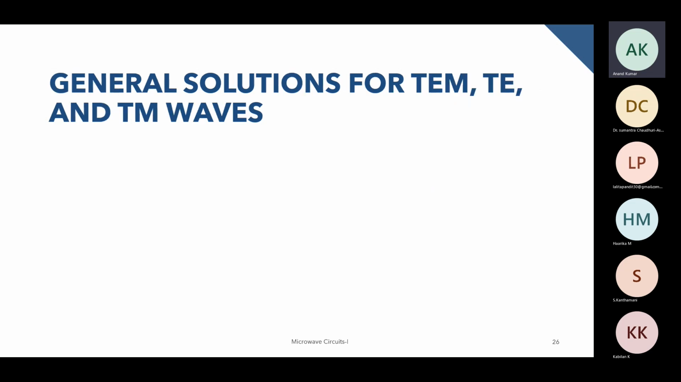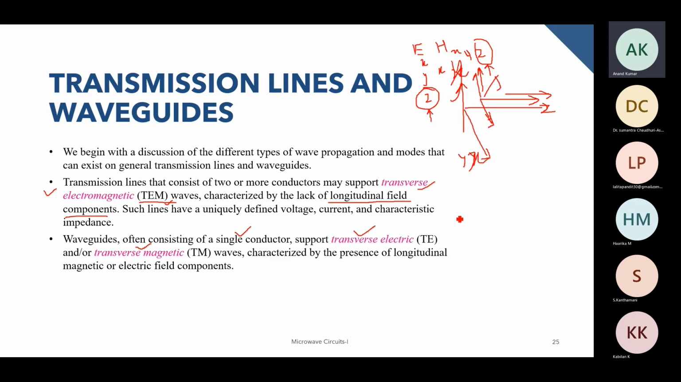Okay, so maybe I'll pause over here. We briefly discussed the history and the current types of waveguides being used, their advantages and disadvantages, and the TE, TM, and TEM definitions. So, any questions on these?